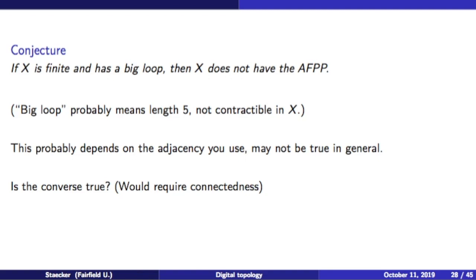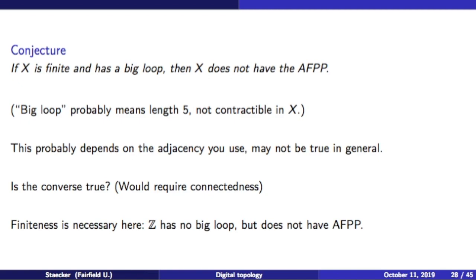This is an interesting question, and if any of you are interested in it, let me know. We could think about it. It is necessary to be finite. Here's an interesting example. If you take all the integers Z, this has no big loop, but it does not have the approximate fixed point property. You can just shift everything over, and it will have no approximate fixed points, even though there are no loops like the lips. So finite must be necessary, but I don't know why exactly.